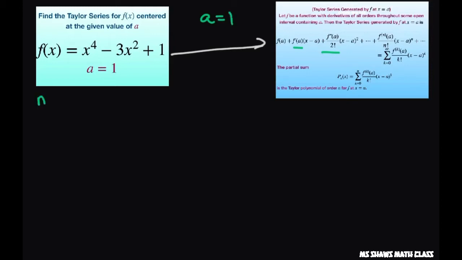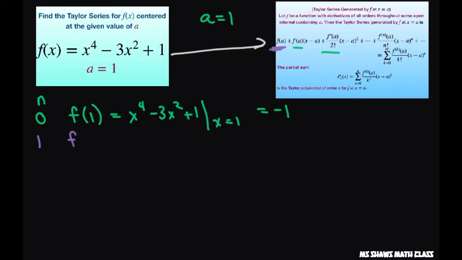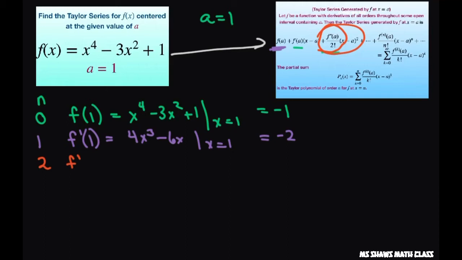So for n equals 0, our first term is f of 1. And this is going to be x to the 4th minus 3x squared plus 1 evaluated at x equals 1, and that's going to give us negative 1. Now for n equals 1, our second term, f prime of 1 is going to be 4x cubed minus 6x. At x equals 1, we're going to get negative 2. And then for the second, f double prime of 1 equals 12x squared minus 6. Evaluate that at x equals 1, and we're going to get 6.